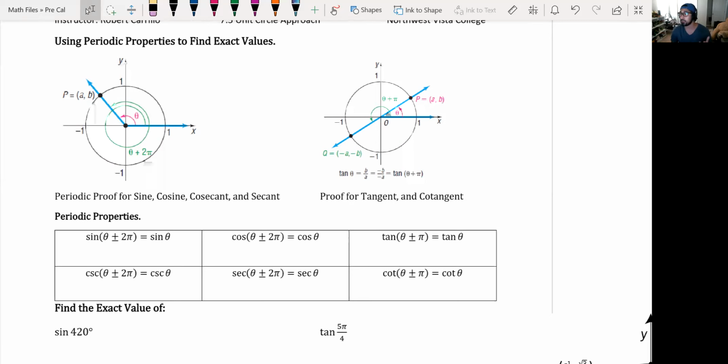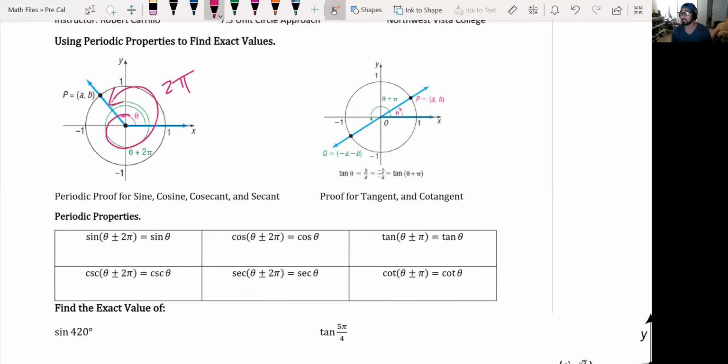So to keep this really simple, as you see on the left diagram, this is a proof for sine, cosine, cosecant, and secant. So what we're saying is that if we start off with our angle of theta here, and this point AB, then to come back to this exact terminal side, and to come back to the same exact values, it's going to take a revolution of 2 pi radians.